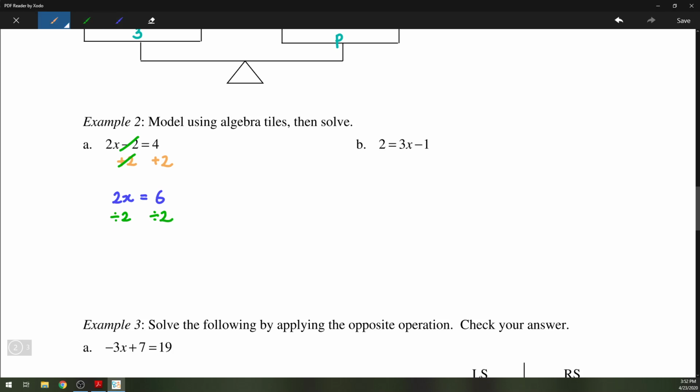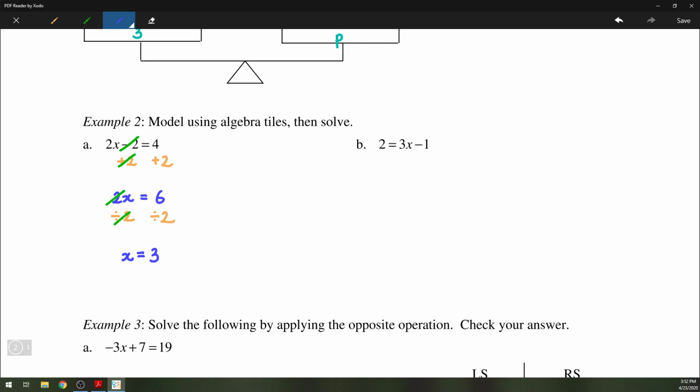Just want to make the colors match here. Just divide by 2, divided by 2. So the coefficient 2 and the dividing by 2 will eliminate each other. And so the final answer is going to be x equals 3.